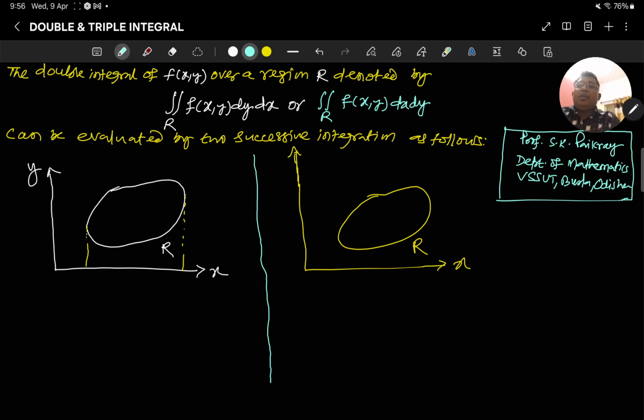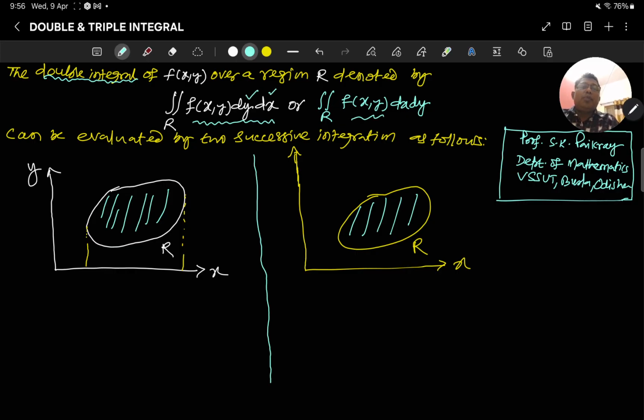Hello everyone. In this lecture I shall discuss the double integral and consequently I will extend it to the triple integral. So now the double integral over a region, the region R, this is the region R, and over this region we want to evaluate the double integral. The double integral may be denoted as f(x,y) dy dx, y first then x, or f(x,y) dx dy, x first then y. In any way we can write.